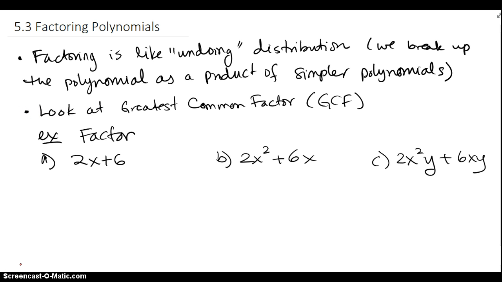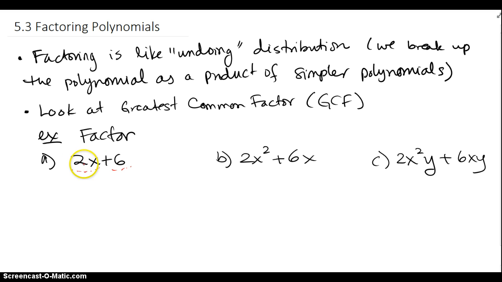So let's take a look at these three examples and factor out the greatest common factor, or the GCF. In other words, look at the two terms. These are all binomials, what I'm giving you. Here's the first term, here's the second term. Look at the two and see what is divisible by both, what they both have in common.